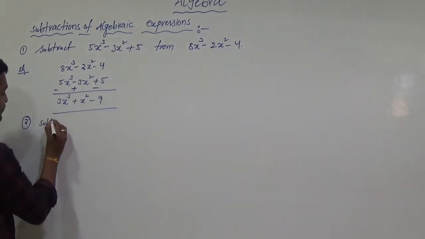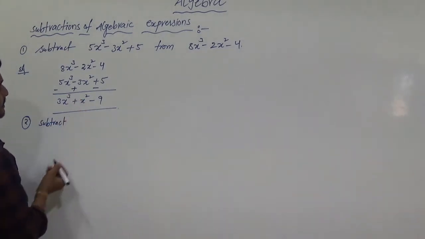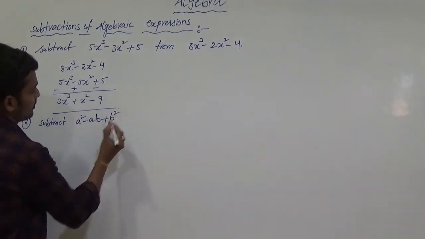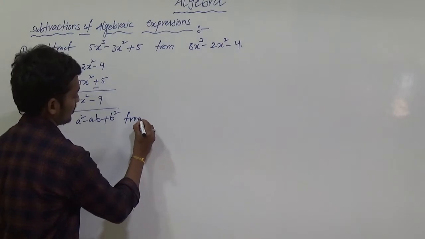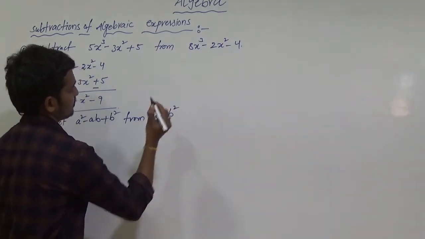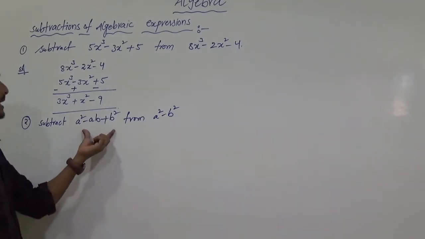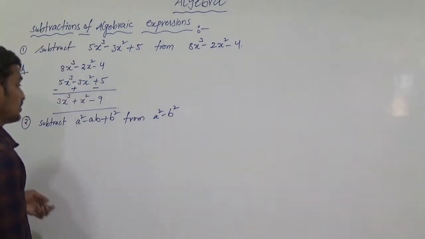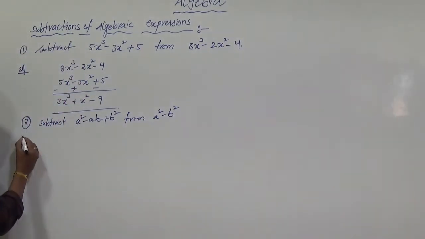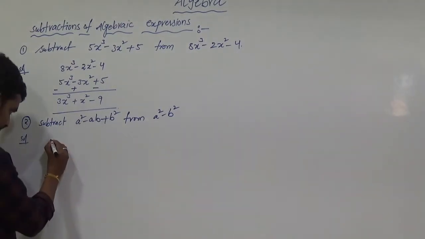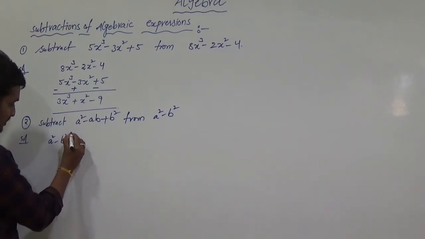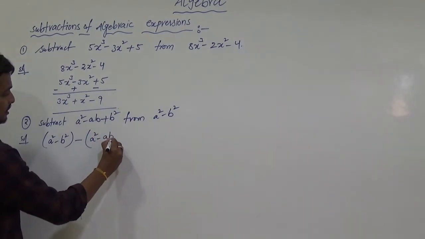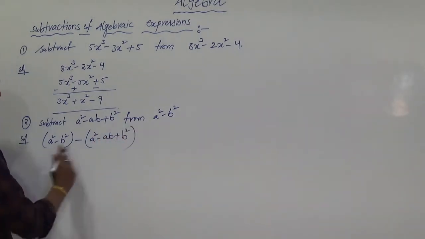Okay, now subtraction. Subtract, I am giving one more problem. a square minus ab plus b square from a square minus b square. We have to subtract the first expression from the second expression, 2 minus 1. So we are doing this problem in the column method. The second expression is a square minus b square. We have to subtract from this a square minus ab plus b square. We have to subtract these two.